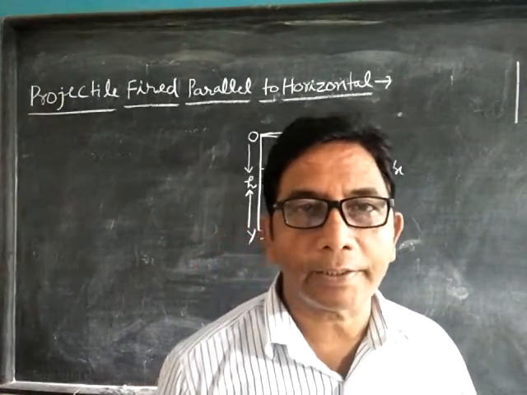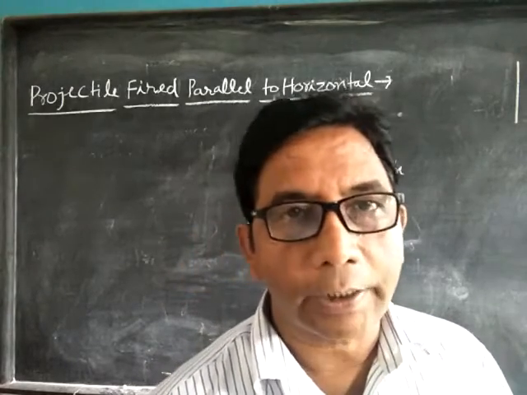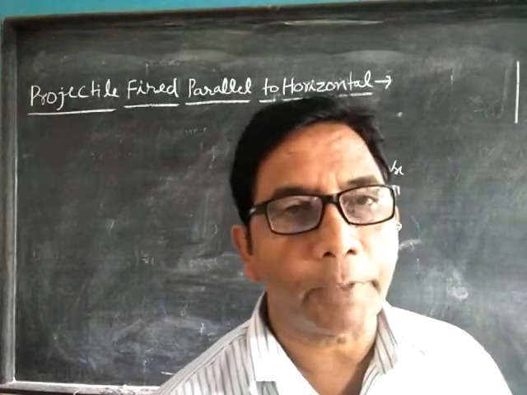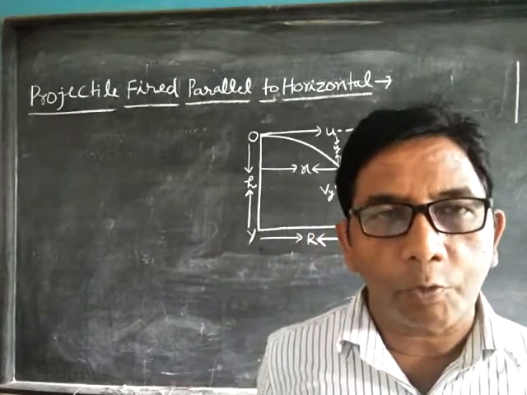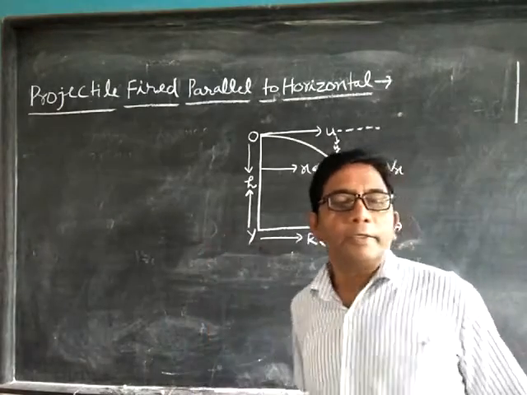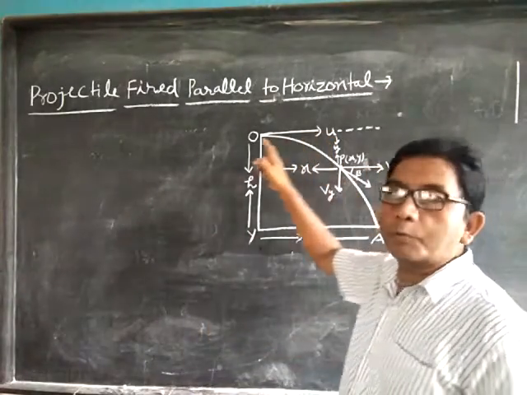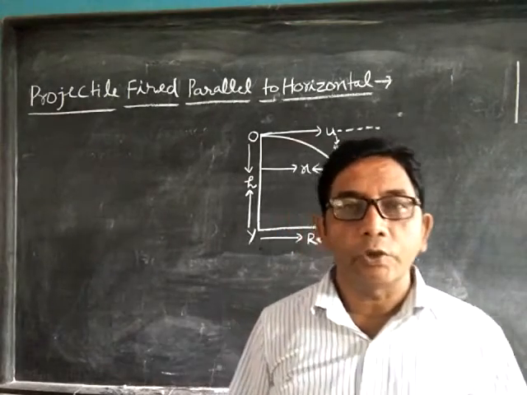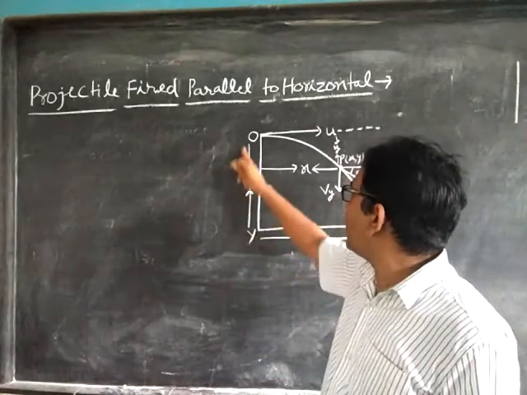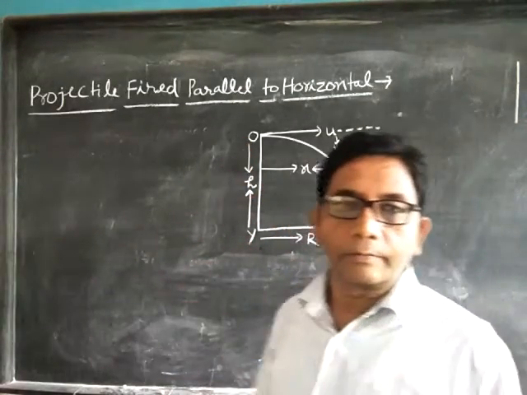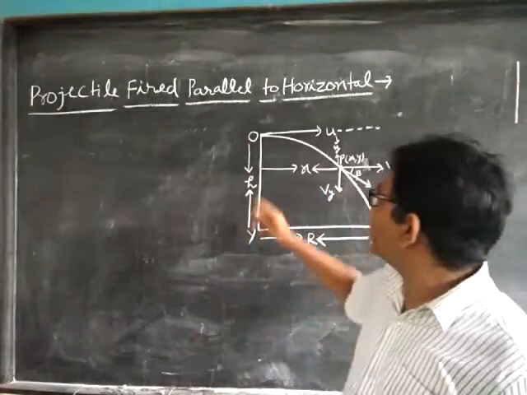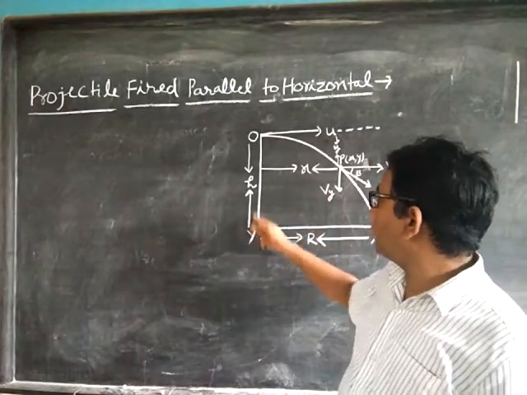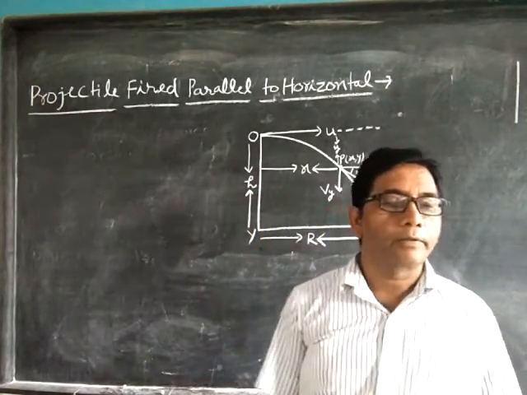Today we will discuss a new topic: projectile fired parallel to horizontal. Suppose a body is projected horizontally with initial velocity u at height h from the ground.